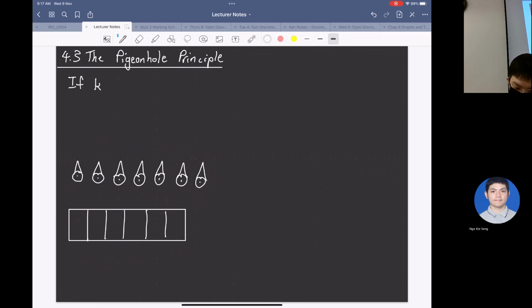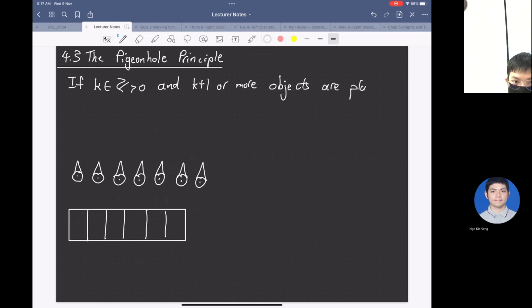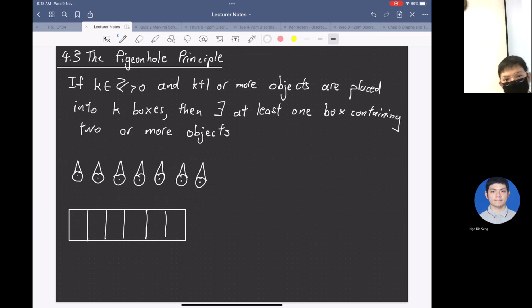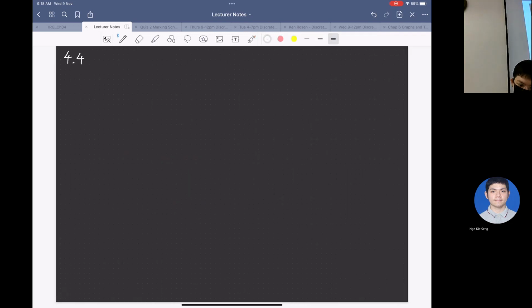So, given a positive integer k, if k plus 1 or more objects are placed into k boxes, then there is at least one box containing 2 or more objects. Okay? That's the pigeonhole principle. Any questions on the pigeonhole principle?